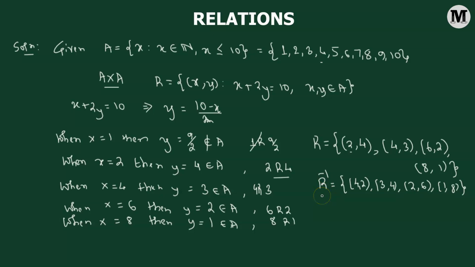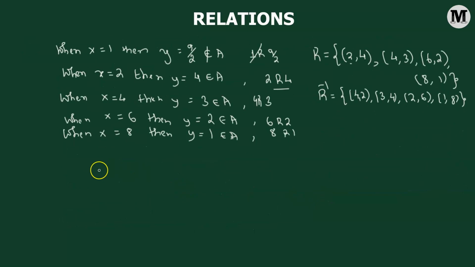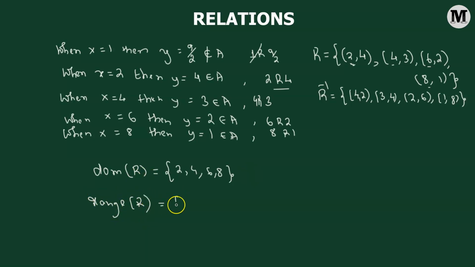Now we are ready to find the domain of each of the two sets. We'll start by finding the domain of the relation R. The domain is simply the first element of each of the ordered pairs. So we have 2, 4, 6, and 8. Those elements are going to be the domain of R. Next we will find the range of the relation R. The range of the relation R is simply going to be the second element of each ordered pair. So we have 4, 3, 2, and 1. These 4 elements are going to be the range of the relation R.